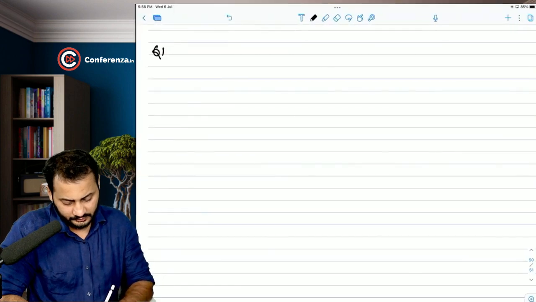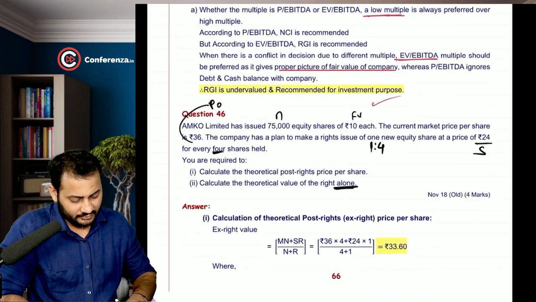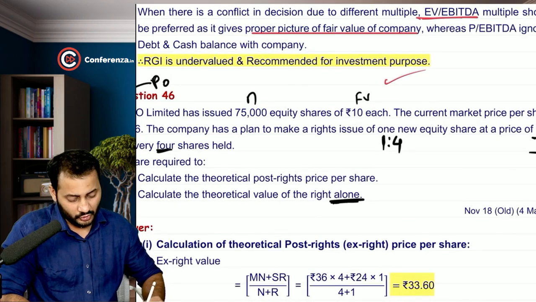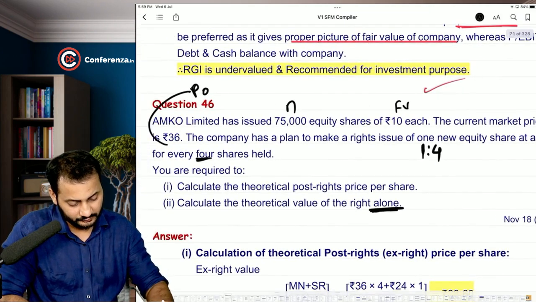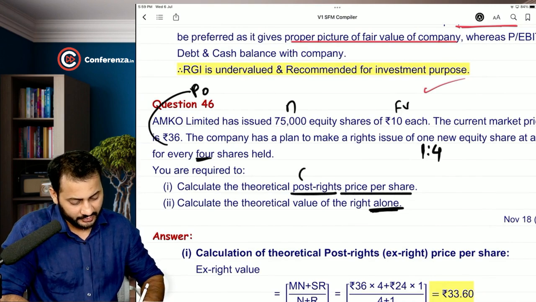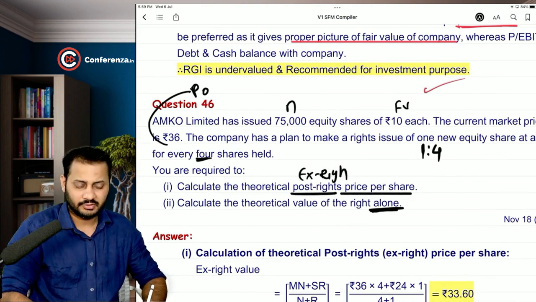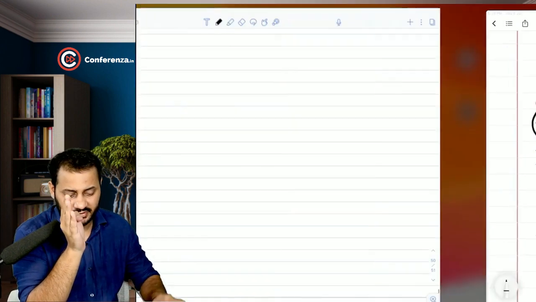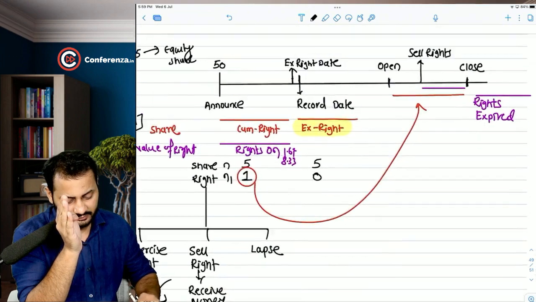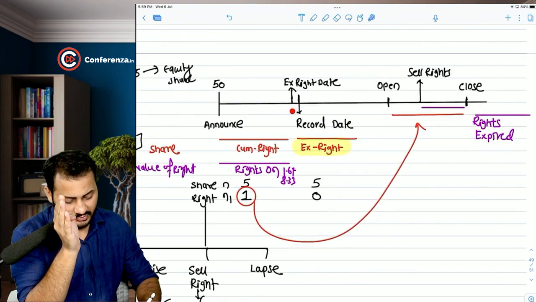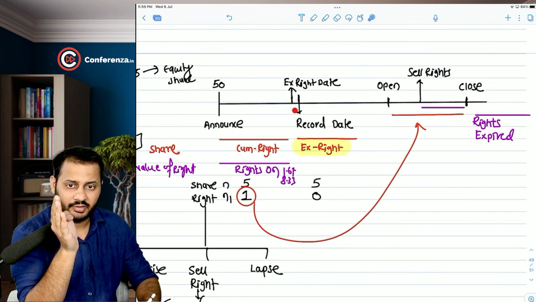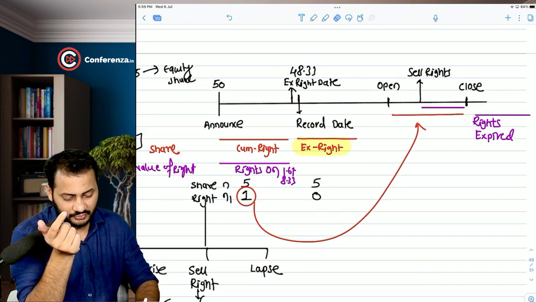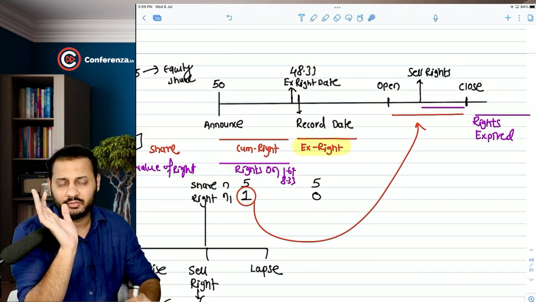Question number 46. What did they ask? Did they ask about the value of the right in the first part? No, sir. They are asking about the price of the share post right. Just write down ex-right. So they are simply asking the ex-right price of the share. What will be the price of the share after the ex-right date? In diagrammatic terms, they want to calculate the price of the share at this point, after this point. It was 50 and it was 48.33 in our case. So this is going to be the ex-right price. That is what we have to calculate.